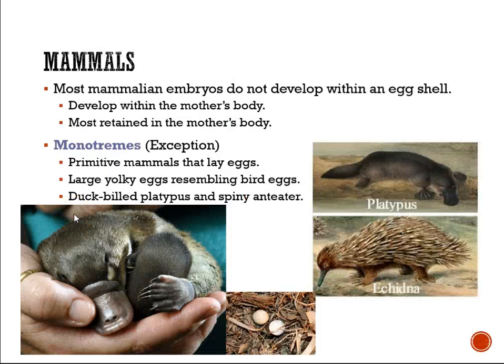Okay, now, mammals are the only ones that are truly viviparous. And most mammal embryos do not develop within an eggshell. They develop within the mother's body in some way, and most are retained in the mother's body for the most part. Now, monotremes are the exception. Monotremes are your platypus and echidna, okay? And these guys are the primitive mammals. These are some of the first mammals to evolve. They still lay eggs like birds, and they have these big yolky eggs. Well, actually, they're not very big, but they're yolky. They have a large yolk inside of it. The egg itself is not particularly big. But they do resemble bird eggs.